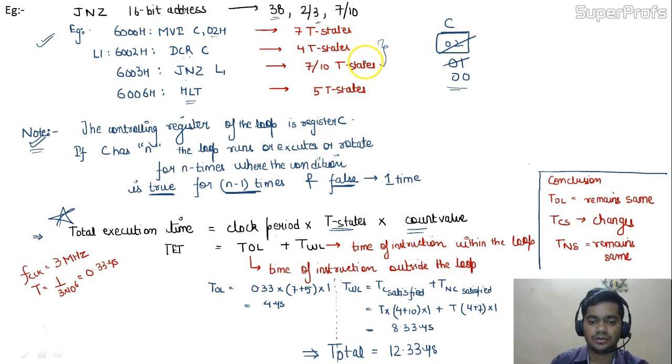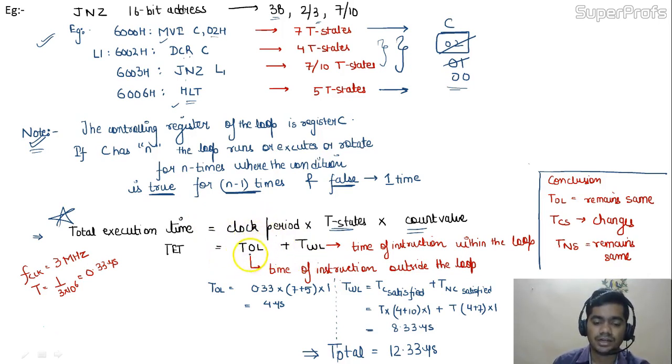So there would be two parts of this total time. One is the instructions that are present inside the loop, and the other is the instructions outside the loop. These two instructions, that is MVI and halt, are present outside the loop. They are not involved in the looping conditions. That is why they would be performed only one time. These instructions, MVI and halt, would be executed only one time. That's why we have differentiated into two parts.